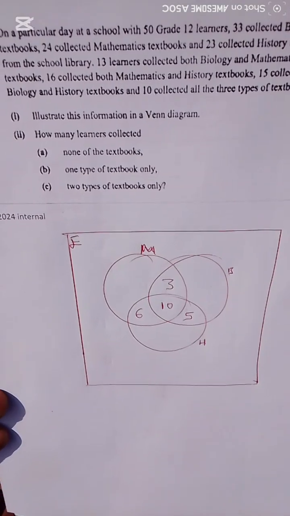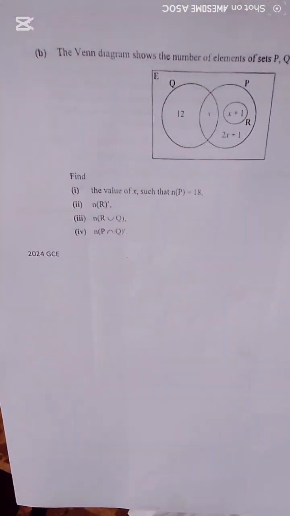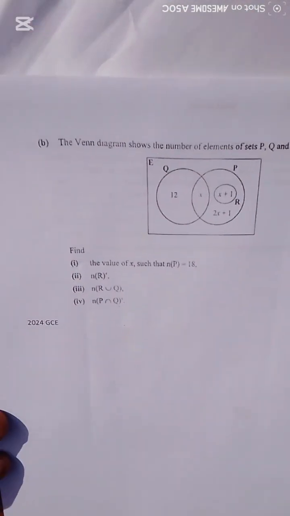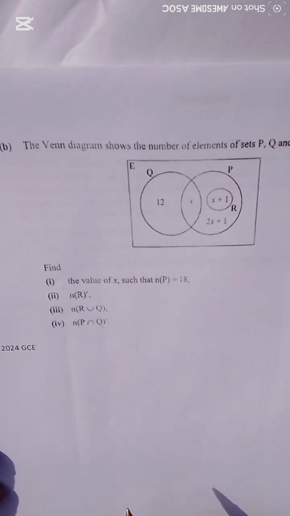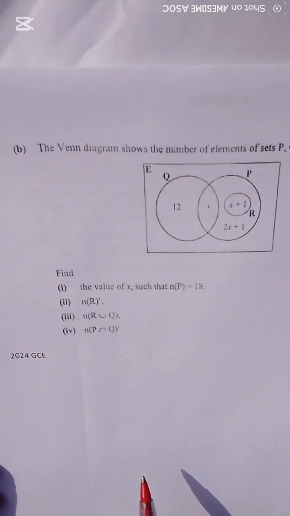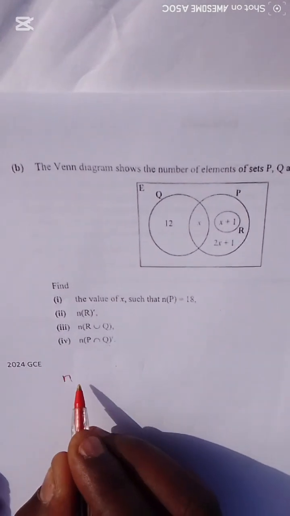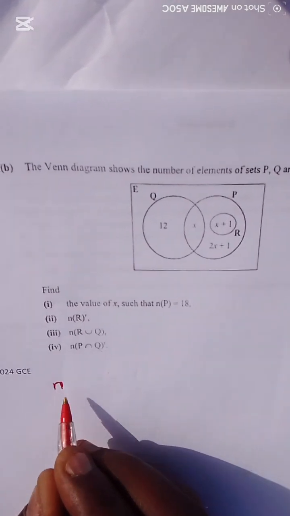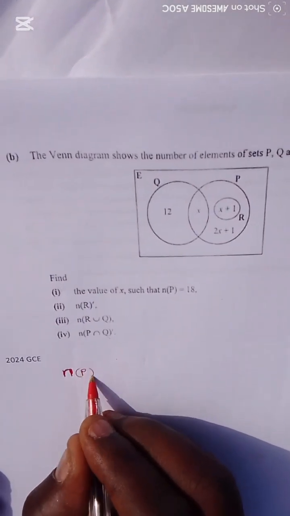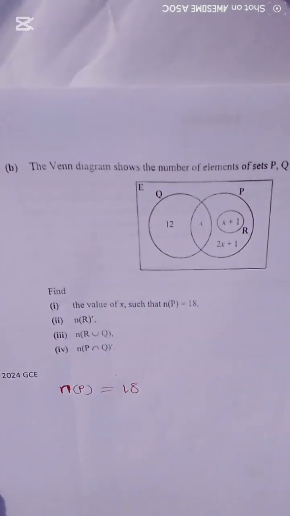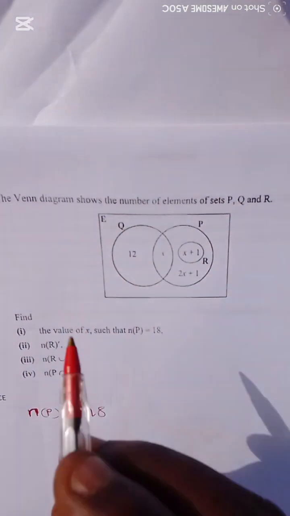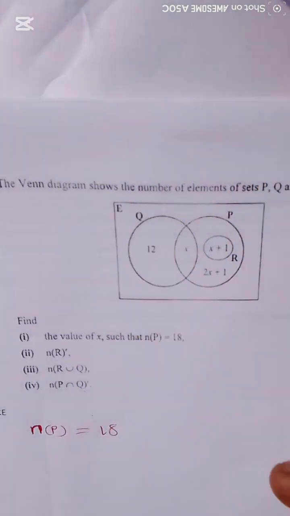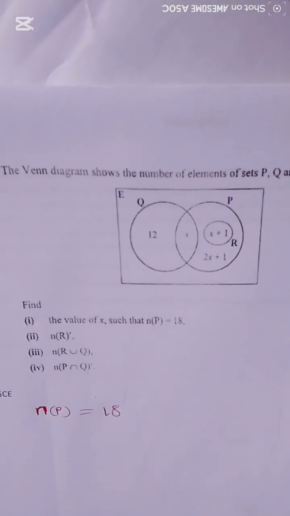I move on to the other year. We are told this is the 2024 GCE. I think this is internal, if I'm not mistaken. In this case, it was already illustrated. And they're saying find the value of x given that n(P), the number of elements in P, equals 18. So P represents everything in the set here. If everything in P is 18, it will mean that we'll add up everything that is in P and equate to 18.